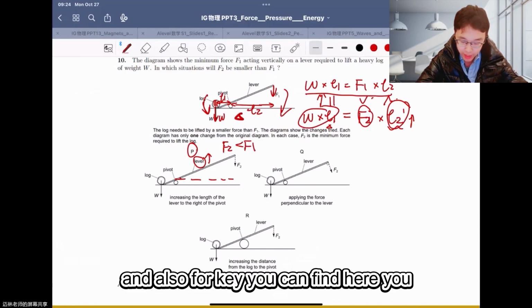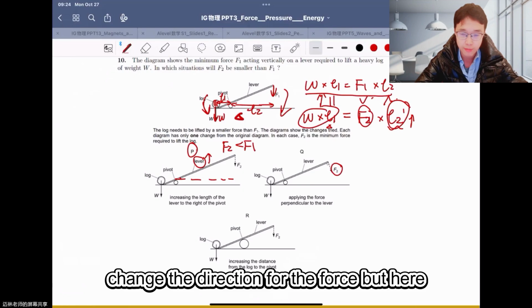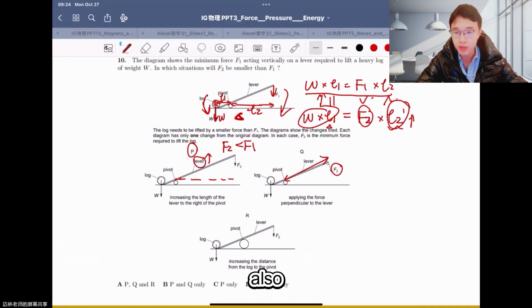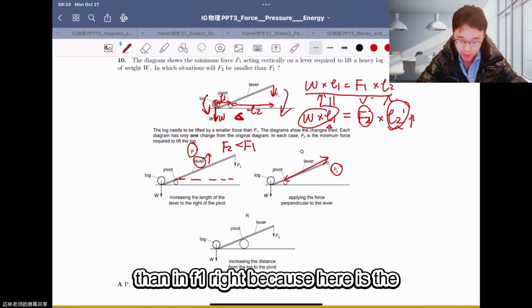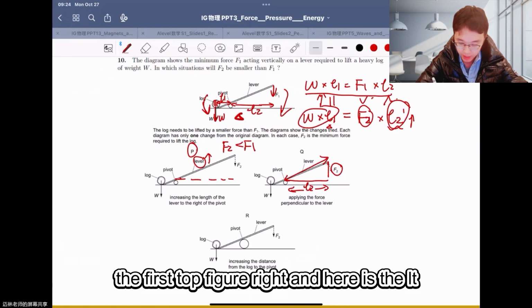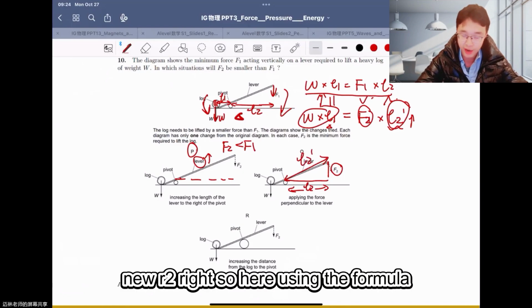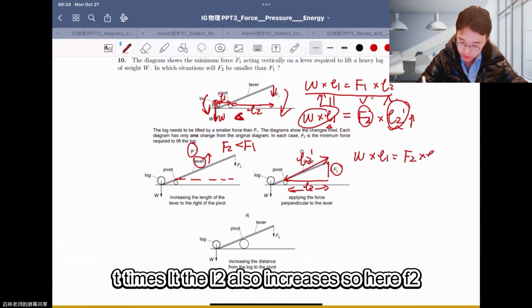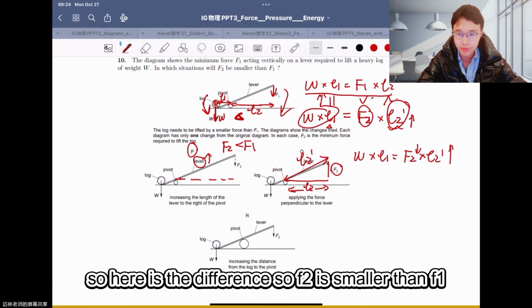And also for Q, you can find you change the direction of the force. But here the distance from the pivot to F2 is the perpendicular distance, right? So here the distance is also bigger than in F1, because it is the diagonal side of the triangle, and here is L2 in the first top figure, and here is the new L2, right? So using the formula, W times L1 equals F2 times L2. The L2 also increases, so F2 decreases. So F2 is smaller than F1.